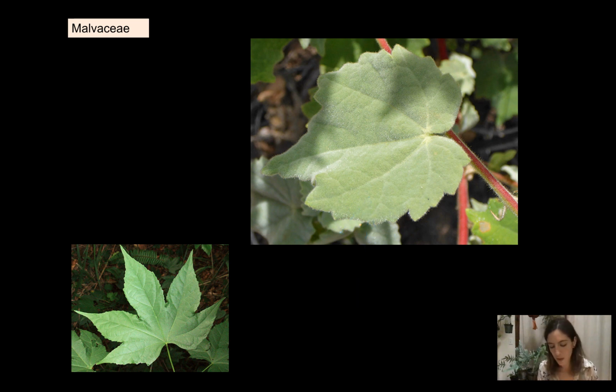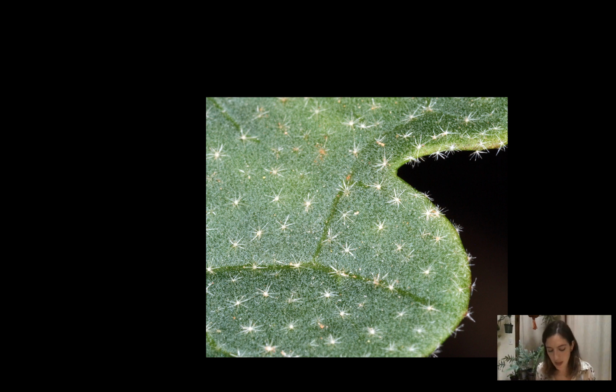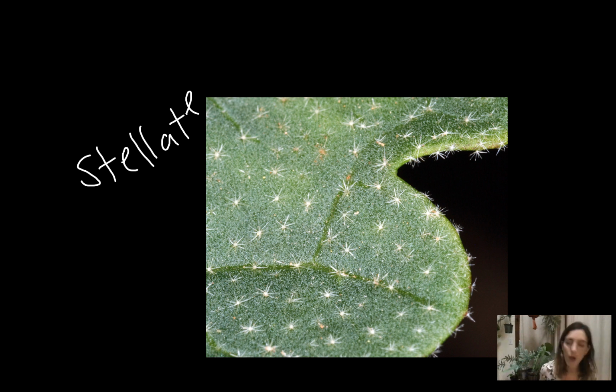Well, when we zoom in on that, we see that the hairs on members of this family are branched. They're many times branched at their base. This is a type of hair that's called stellate. And when all of the hairs on a plant have this, we would say this plant has stellate vestiture.